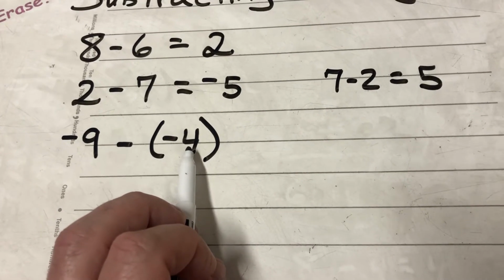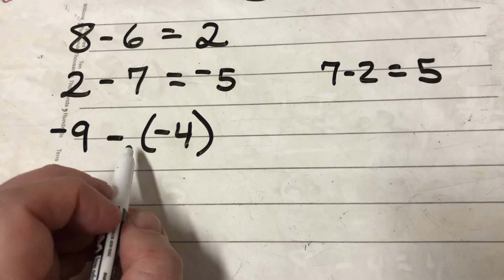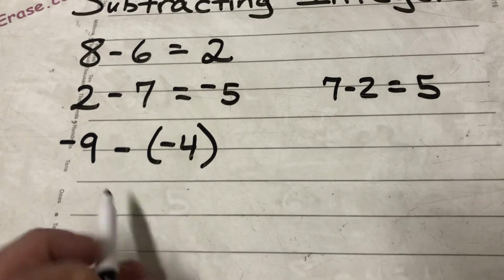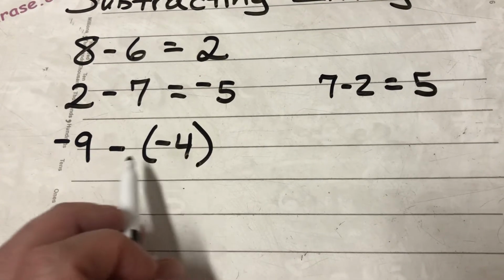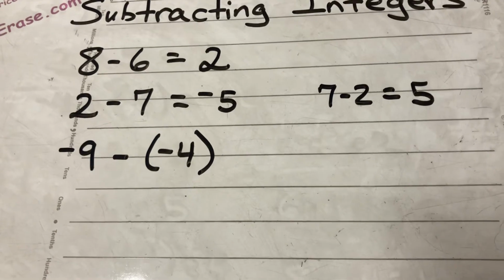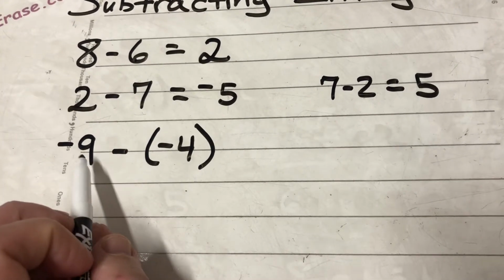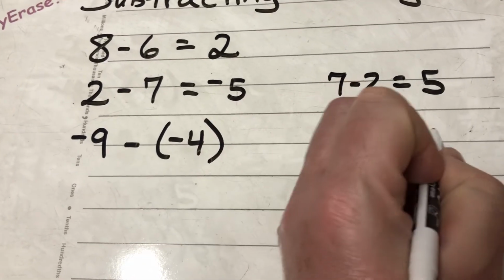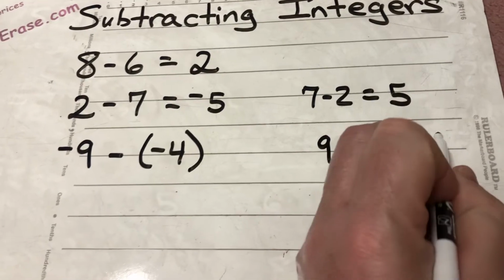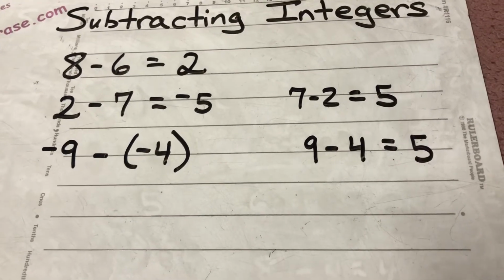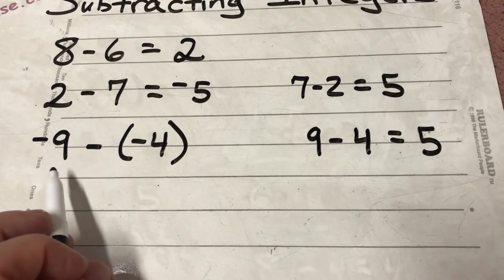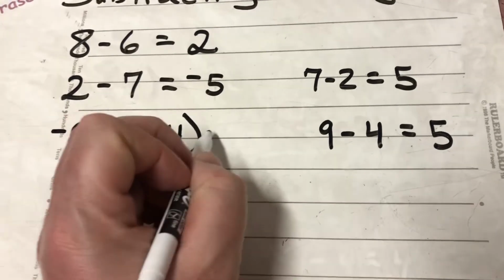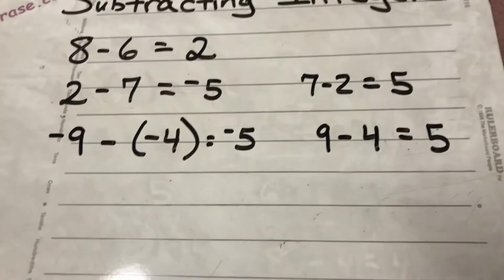The idea is that when you subtract a negative, you're actually adding. So in this situation, we're getting closer to 0 because we're taking away a negative. You're going to think 9 minus 4, and we know that 9 minus 4 is 5. But since I'm not taking enough of a negative away to get back to 0, I know my answer is going to be negative 5.